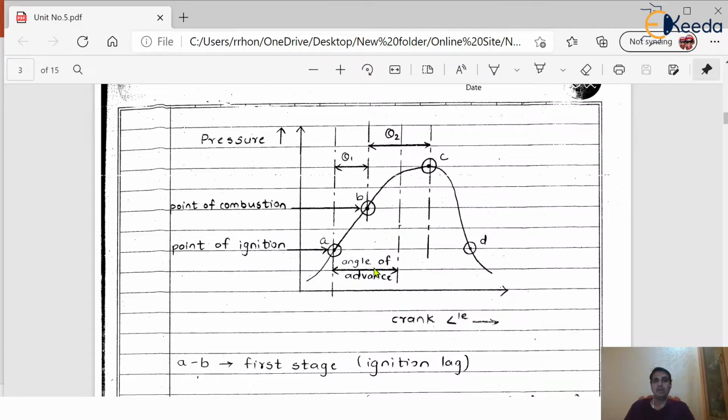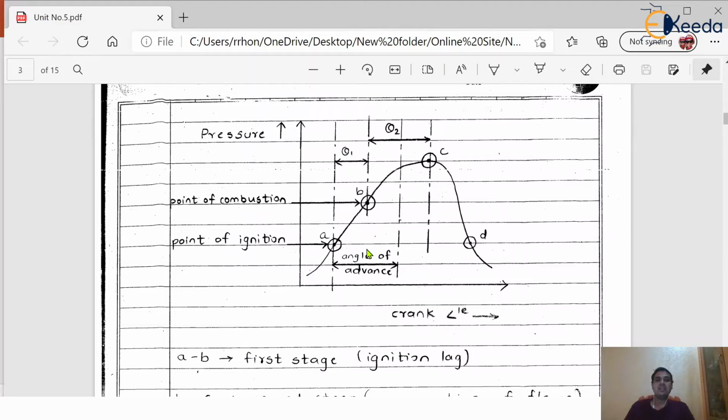Okay, I hope you remember the working principle of the SI engine itself. I am just repeating things. During suction, the piston moves from TDC to BDC. During compression, the piston moves from bottom dead center to top dead center. And at the end of the compression stroke, the spark plug provides the spark.